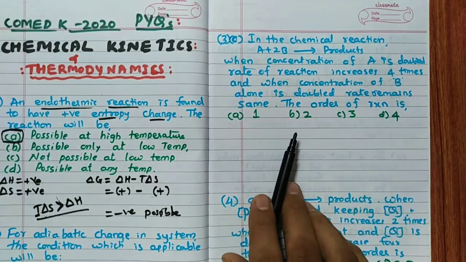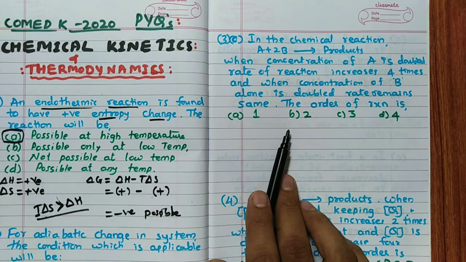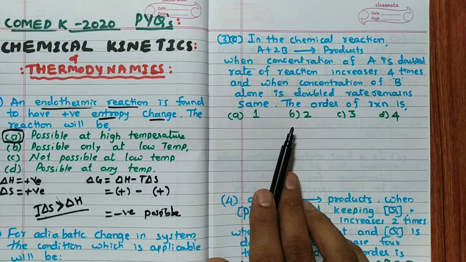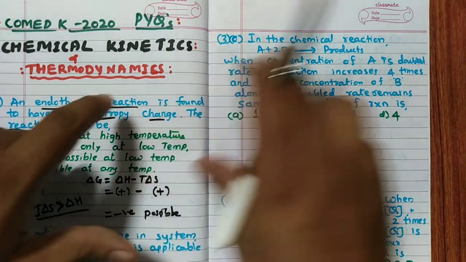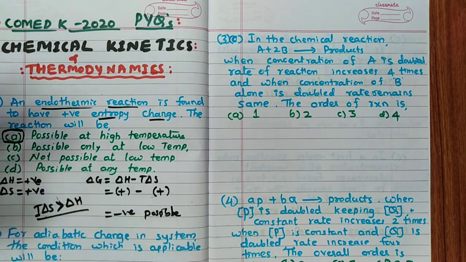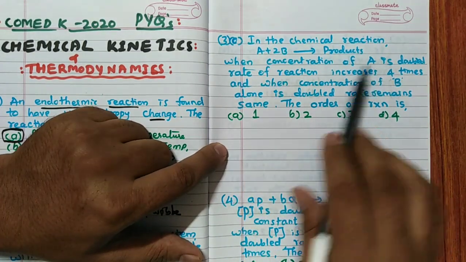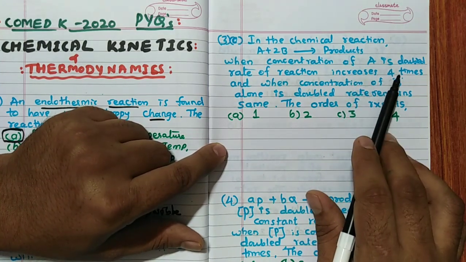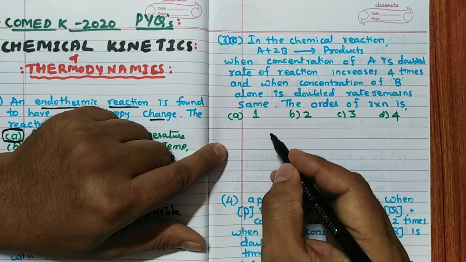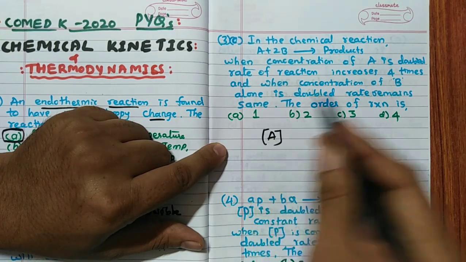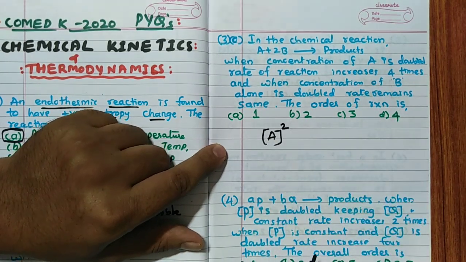Remember, if you have not yet downloaded my notes or synopsis for this second PUC chemical kinetics chapter, please download it. I have given the link in the description box. There I have given one particular table, and with it you can easily solve this type of question. Concentration of A is doubled, and the rate of reaction increases 4 times. This means that with respect to A, the order should be 2.